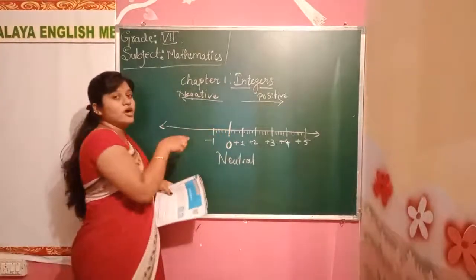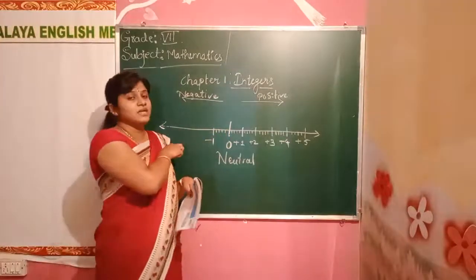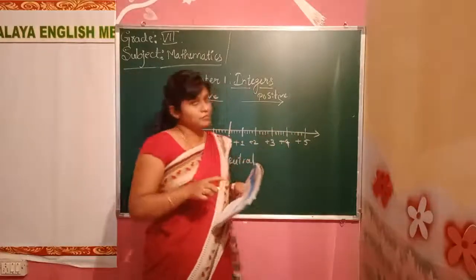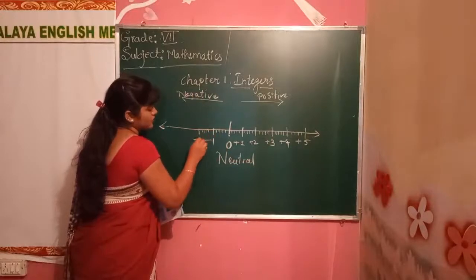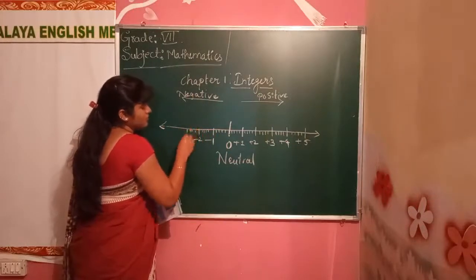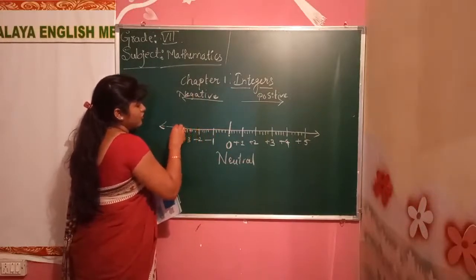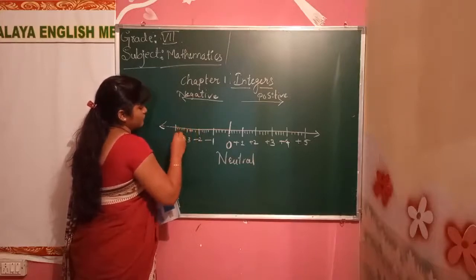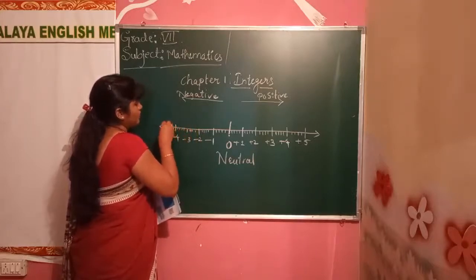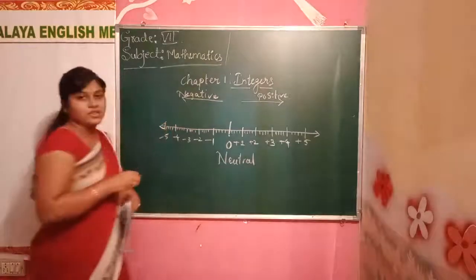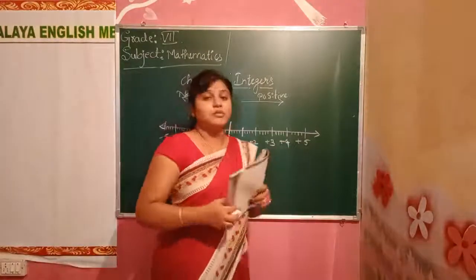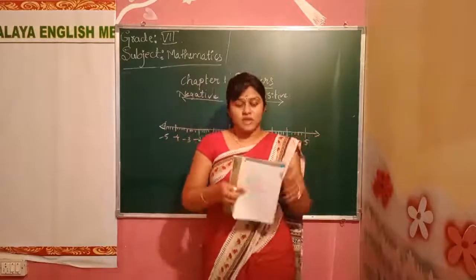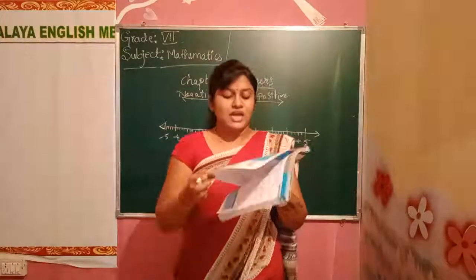The numbers will be what? Negative. One side will be negative and the other side will be positive. 1, 2, 3, 4, minus 2. 1, 2, 3, 4, minus 3. 1, 2, 3, 4, minus 4. 1, 2, 3, 4, minus 5. These numbers will be minus and these will be positive. We studied all these things. Okay, we'll move on to our next content.